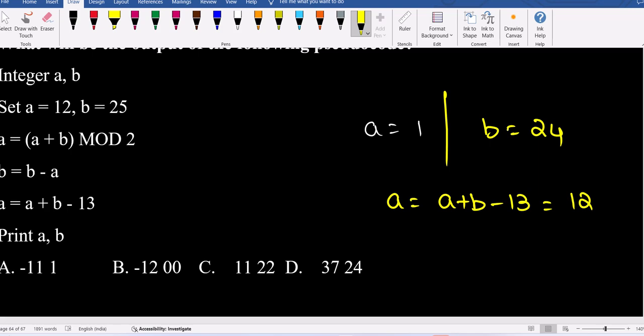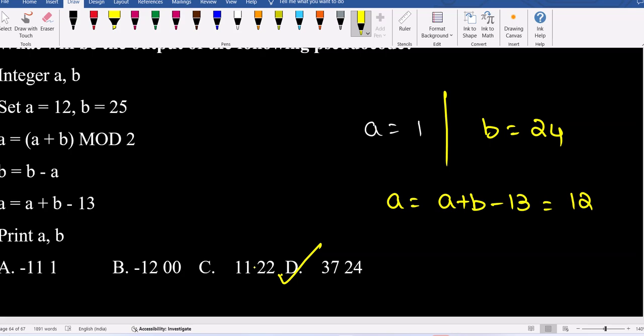So I said a plus b mod 2 means we have to divide by 2 and pick the remainder. Is that only for b or a plus b? A plus b, 12 plus 25, 37. 37 when divided by 2, the remainder will be 1 only. A is taken as 1. This can be b is b plus a or b minus a. It should be 26 or 24. 24 is available in the options. It's actually b minus a.